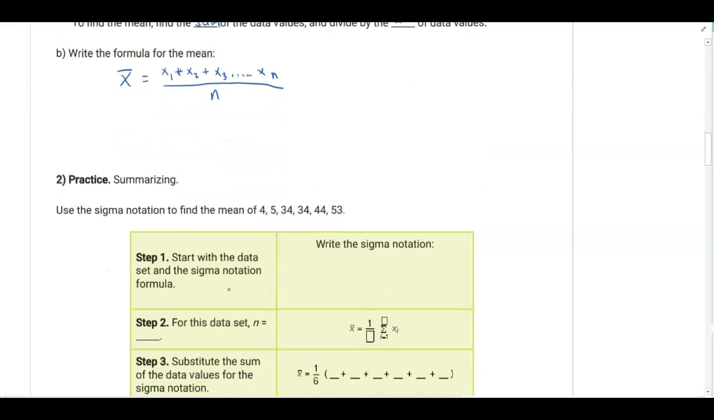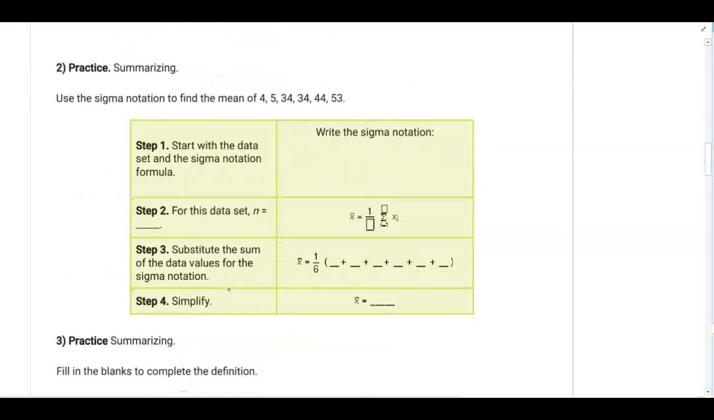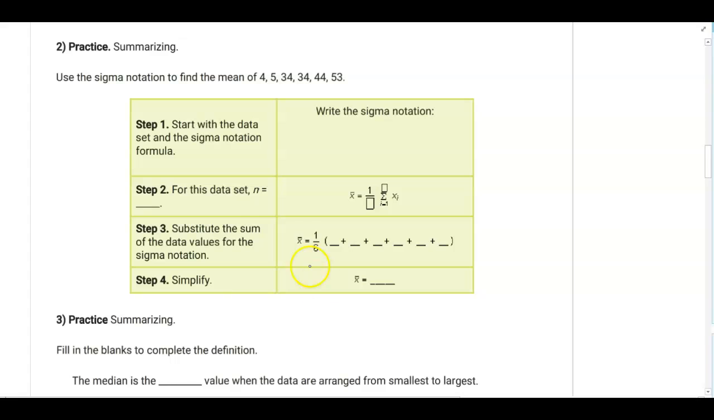So let's use this in an example. Now, the sigma notation is that whole x, the mean, is equal to 1 over n times the sum from i equals 1 to n of x sub i. So this is what they're telling you the mean formula is.